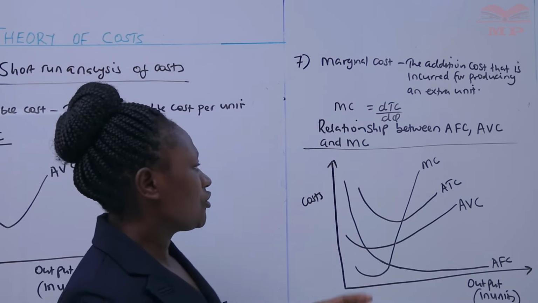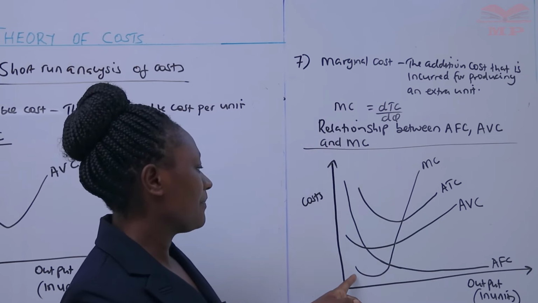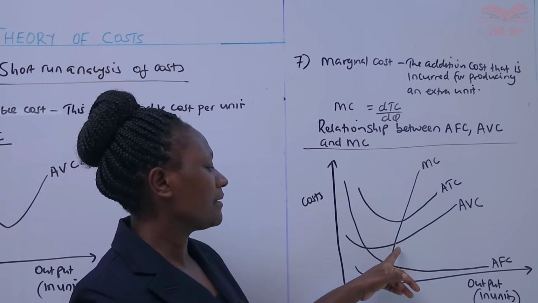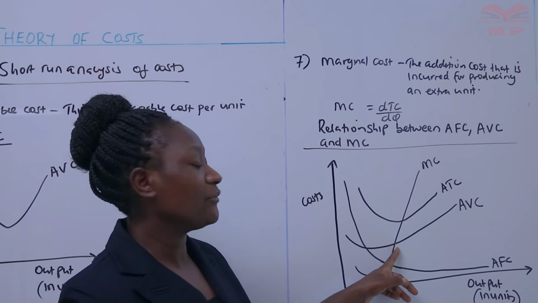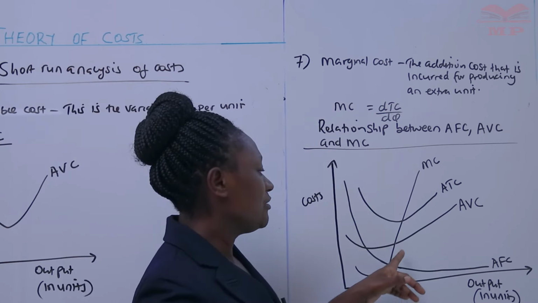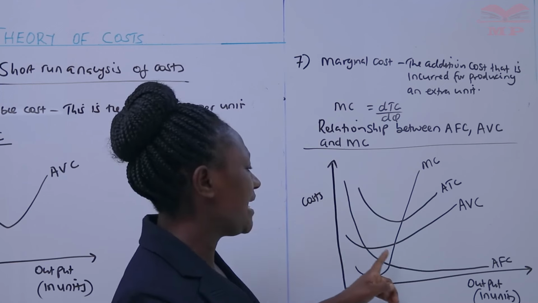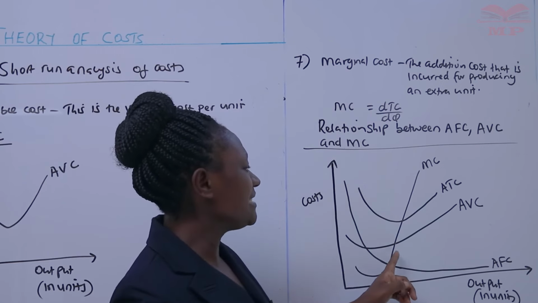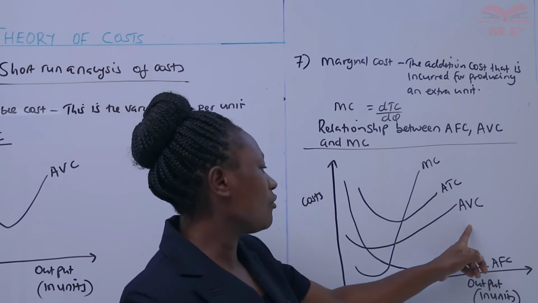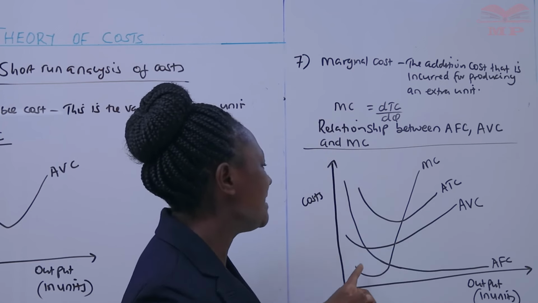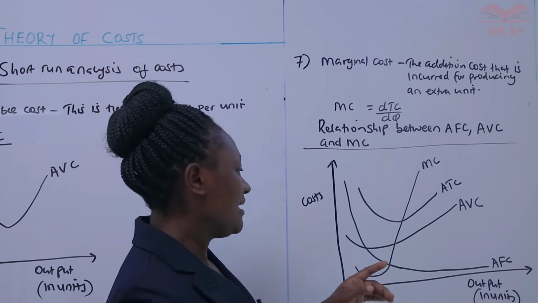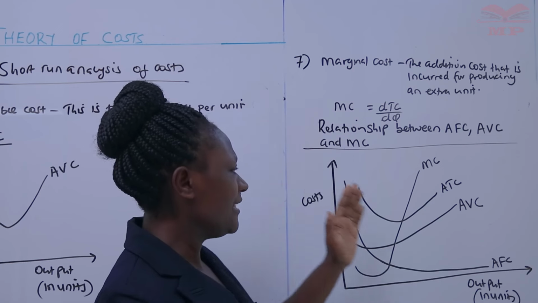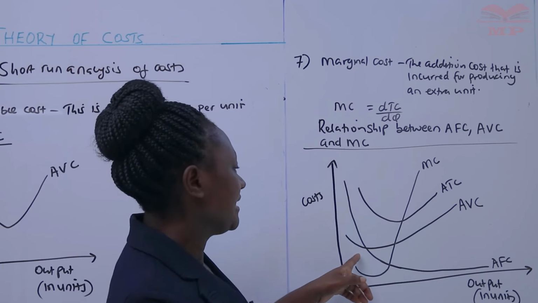So what is the relationship between average fixed cost, average variable cost, average total cost, and marginal cost? Marginal cost intersects the average variable cost at its lowest point. That is, when the average variable cost is at its minimum, we have the intersection of the marginal cost and the average variable cost. And when marginal cost is below the average variable cost, the average variable cost must be decreasing, not increasing.